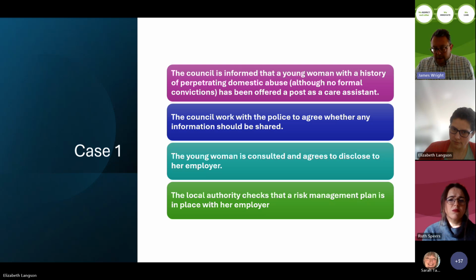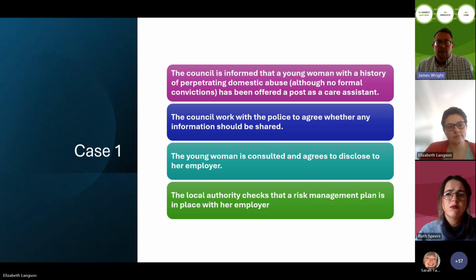So what did we do with that? Well, the first thing is, of course, we don't exist to immediately ruin a young person's career or future, but we had to look at this sensitively and through the eyes of risk management. What is the degree of risk? What information needs to be shared? And can we assure ourselves that that risk can be managed?